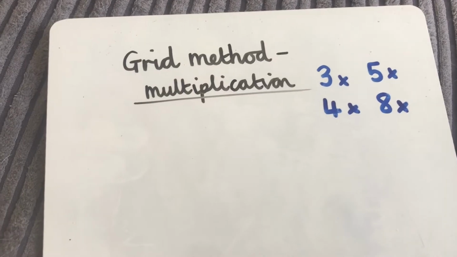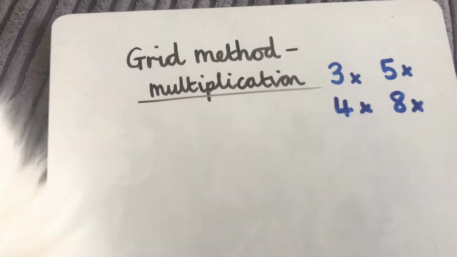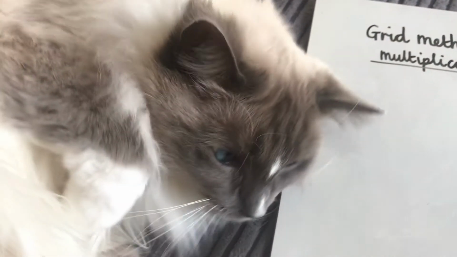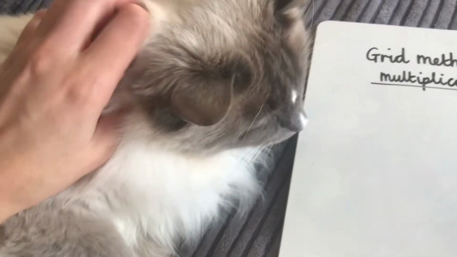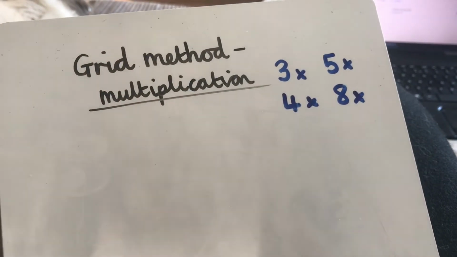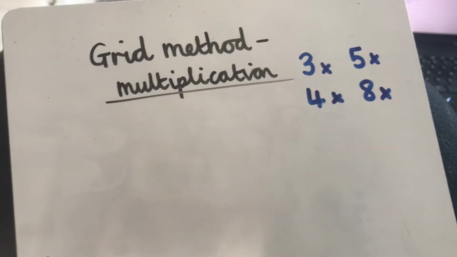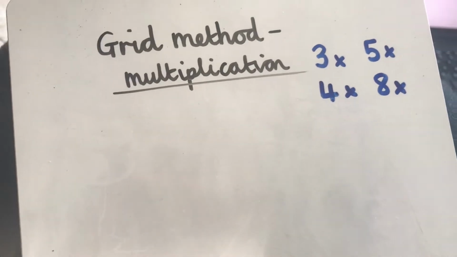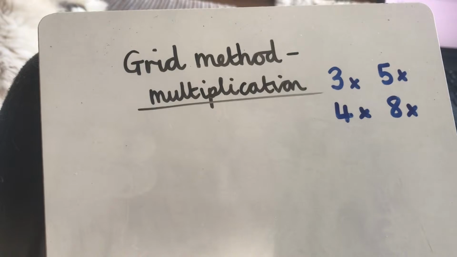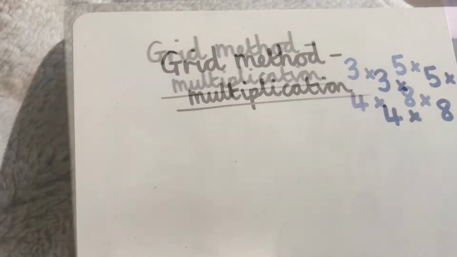We're going to have a go at recapping the grid method today. Hey Marlo, I've got Marlo here with me. He's going to be helping me. So I'm going to stick to the 3s, 4s, 5s and 8 times table because they're the times tables that we have been learning in Y3, okay?